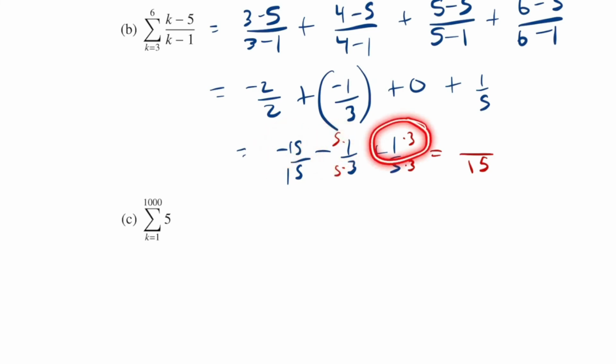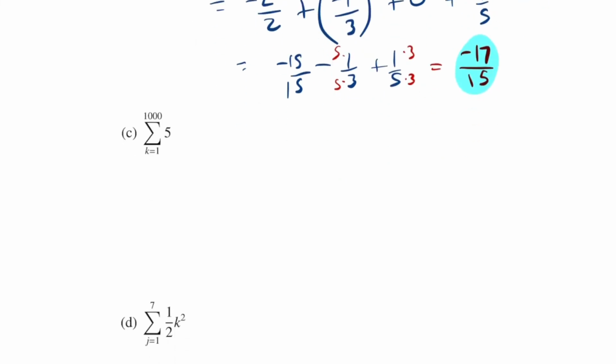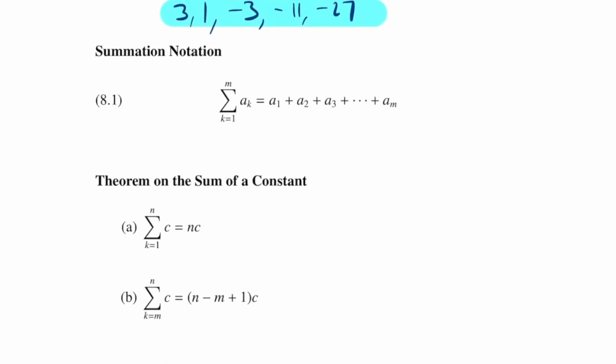All right, so this is a constant, and we're starting at 1, so therefore we can apply this theorem, which says that the answer is just going to be n times c. So in this case, it's n times c. So it's going to be 5,000.